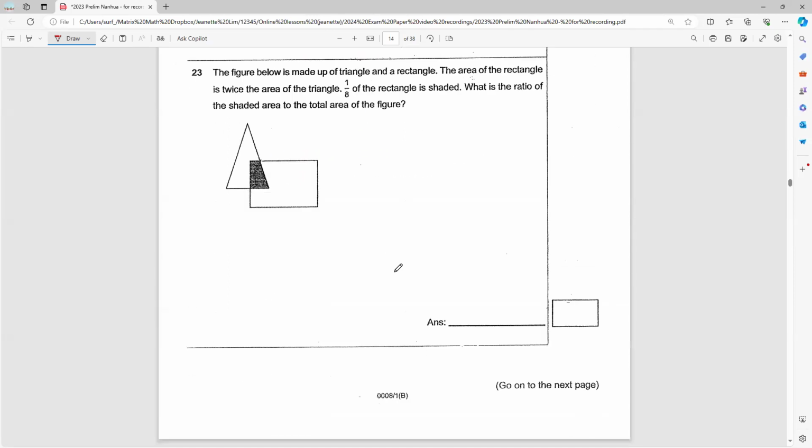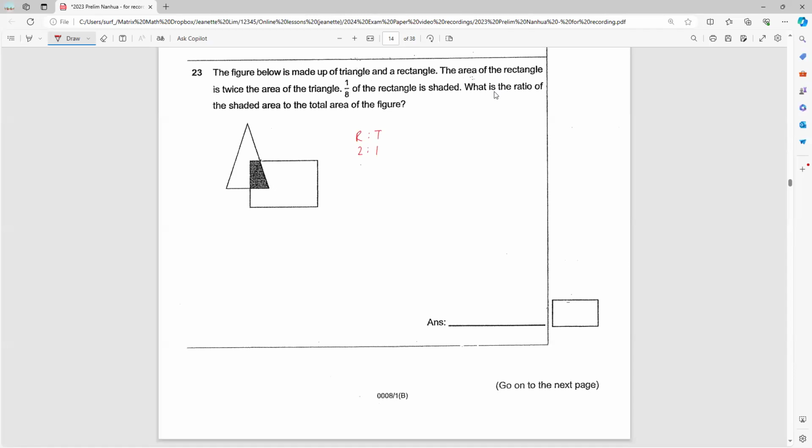Question 23. The figure below is made up of a triangle and a rectangle. The area of the rectangle is twice the area of the triangle. 1/8 of the rectangle is shaded. What is the ratio of the shaded area to the total area of the figure? Okay, let's write down the ratio. First, rectangle is twice of triangle. R to T, 2 to 1.